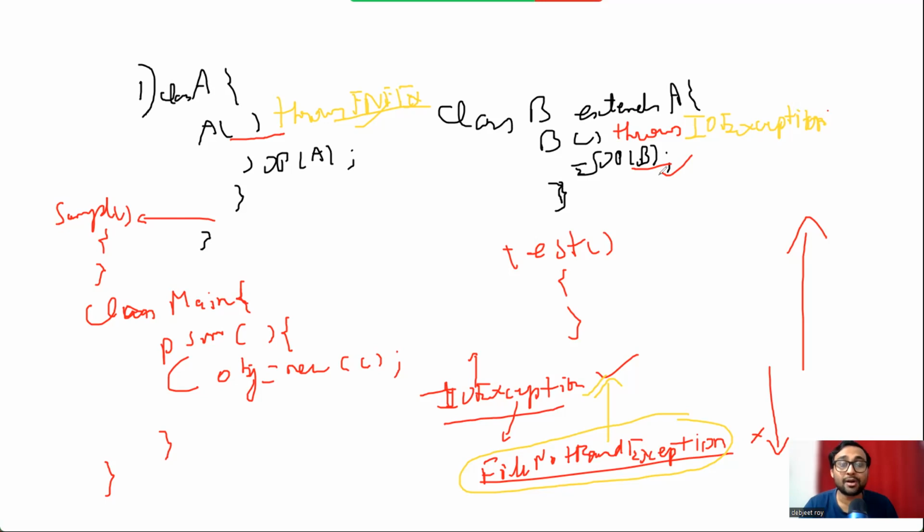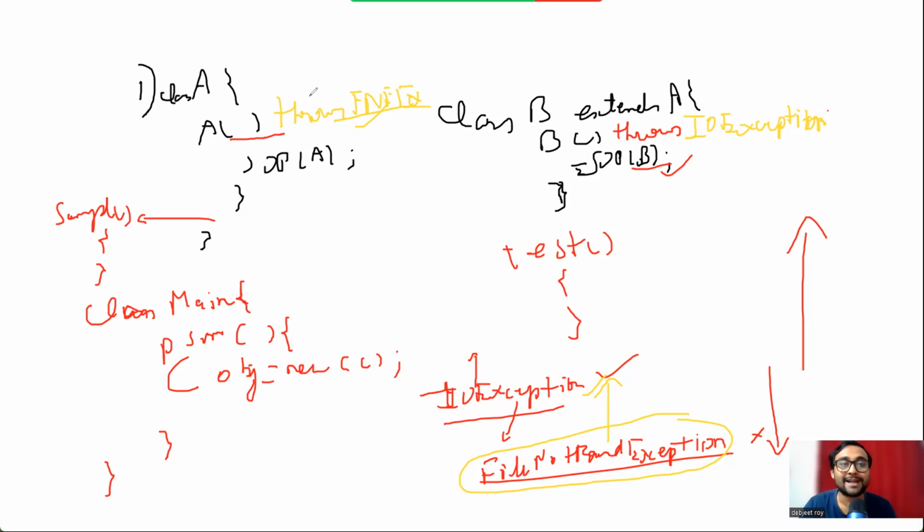But this order does not matter if we consider runtime exceptions. Let's suppose we are considering certain unchecked exceptions. Let's suppose I am taking IndexOutOfBounds and ArrayIndexOutOfBounds. ArrayIndexOutOfBounds is a subclass of IndexOutOfBoundsException. So if the class A constructor is throwing ArrayIndexOutOfBoundsException and the class B constructor is throwing IndexOutOfBoundsException, here it is upper in hierarchy, so it will work fine. But if it goes in reverse, then also it will not throw any kind of error. It will not throw any compile time errors.